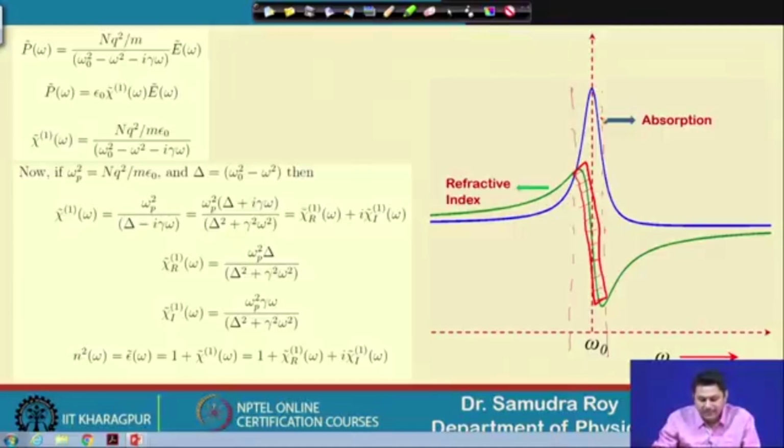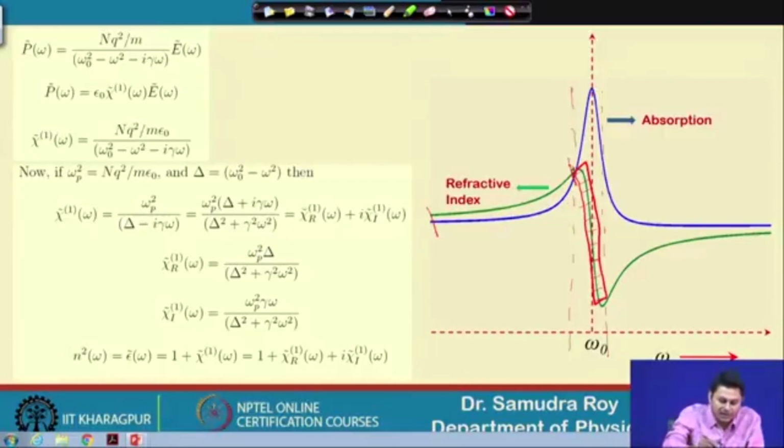And if that is the case, what happens in this region? The refractive index will behave in an opposite manner. That means the refractive index is now going to decrease with increasing omega. This particular region is called the anomalous dispersion. The case where the refractive index is gradually increasing with omega is called the normal dispersion region, and this is called the anomalous dispersion region, where the opposite phenomenon is happening. That is why it is called anomalous.